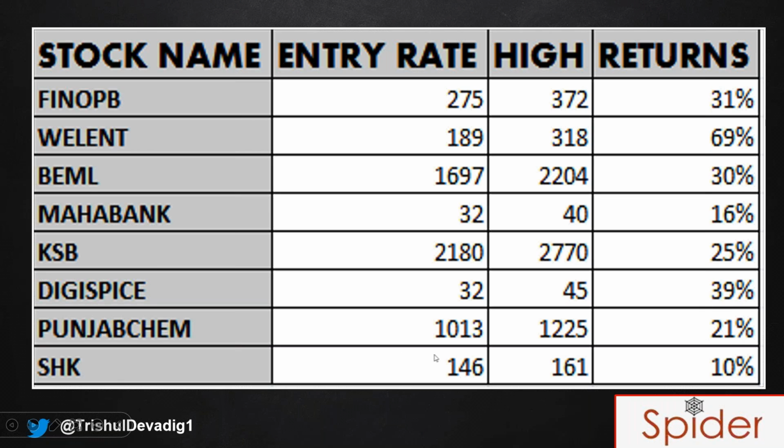Punjab Chem 1013 to 1225, 21% return. SHK 146 to 161, 10% return. And you don't have to wait for a long time to get this much return. This is like the breakout that we're waiting for, the strong swing breakout. Whenever you get the breakout, the momentum is going to be really high on the upside. So we'll find out stocks like this today.